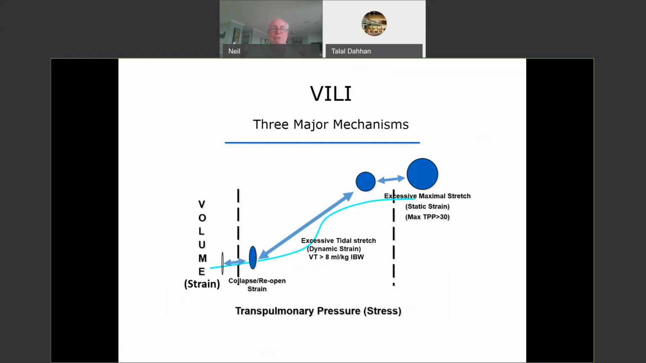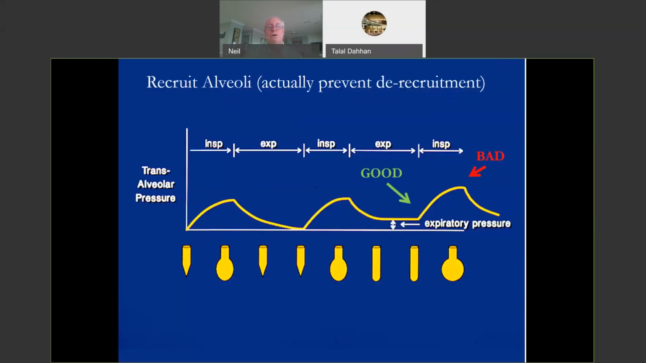Let's look at collapse reopening strain. This is a simple cartoon that I'm sure all of you are familiar with, the basic principle behind PEEP. You have an alveolus that opens and then closes and opens, and then you prevent it closing with expiratory pressure. The good news is you prevent de-recruitment and collapse. The bad news is in healthier lung units, you may overdistend them with unnecessary PEEP. So this is the conundrum we always face with PEEP.